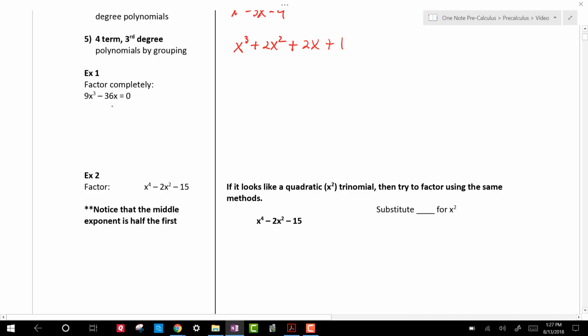Look for a common term first. Always look for a common term. I can factor out a 9x from there, so I'm going to do that. I'm going to factor out 9x. That's going to leave me with x squared minus 4 left over.